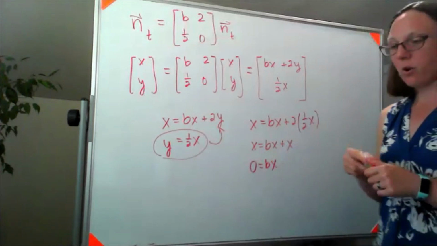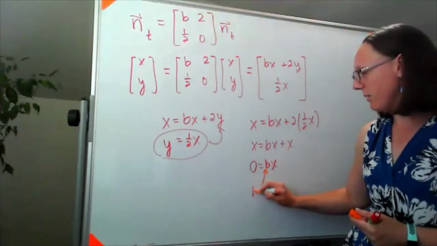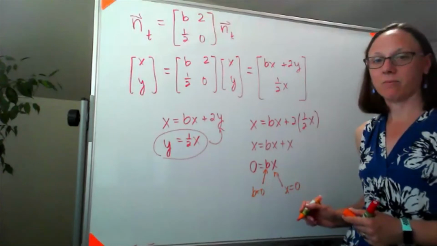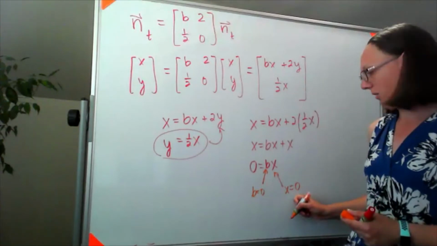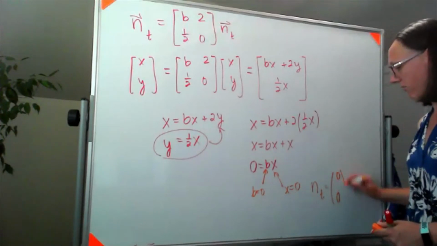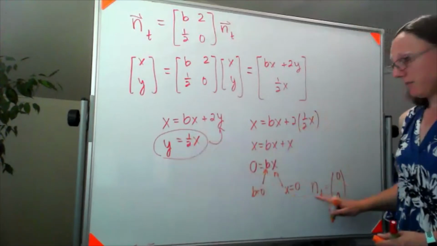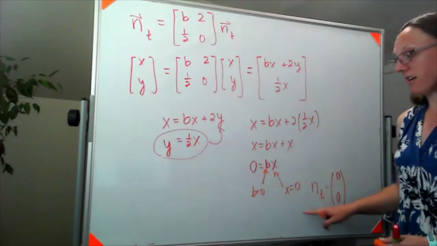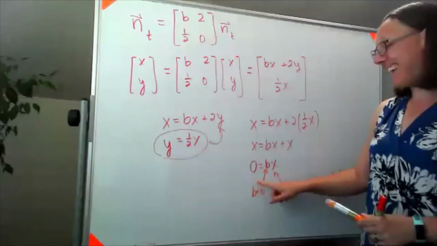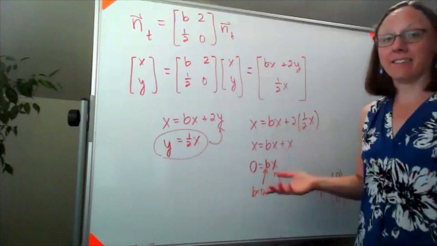Well, that tells me that there are only two possible solutions. One of those solutions is that b equals 0, and the other solution is that x is equal to 0. So if x is equal to 0, then my n sub t vector would be 0, 0. And that's happening because y is equal to 1/2 x. So that's what's going to be true if x is equal to 0, or if b is not equal to 0. But if b is equal to 0, then x is free to be anything it wants to be.